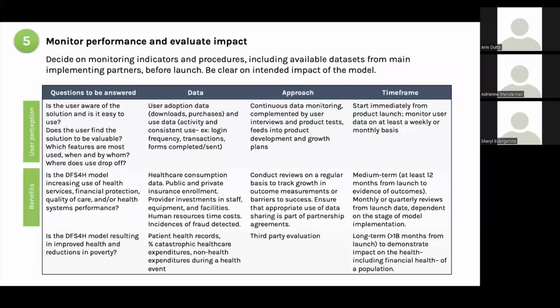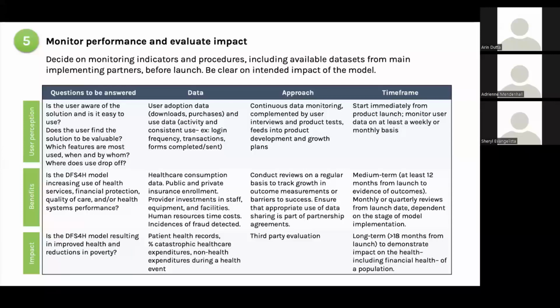And this is one aspect, as you see, there's different kinds of data that we're looking at. We're looking at the healthcare data. We're looking at finance data. If we're asking about human resources, time costs for providers, we need to be able to access that data as well. So you want to ensure that the appropriate data sharing is part of those early partnership agreements. And so for that reason, also, you want to be able to set these monitoring indicators and procedures early on before launching the model.